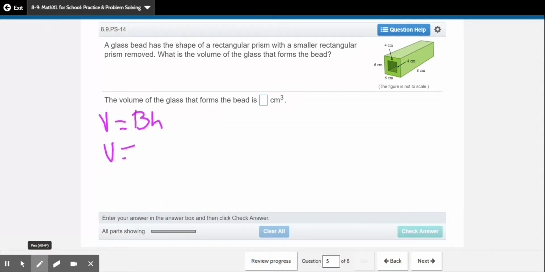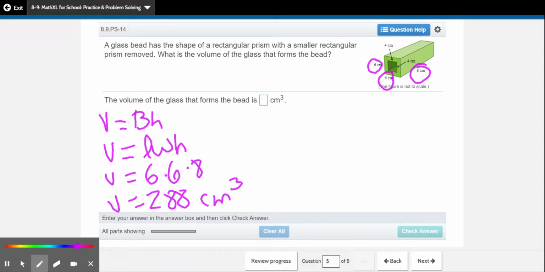again, with a rectangular prism, your base is length times width times height, which might be a slightly easier formula for you. So for this one, we're doing the outer part first, so we're going to use 6, 6, and 8. All right, so our outside part is 288 centimeters cubed. Now let's find the inside part.